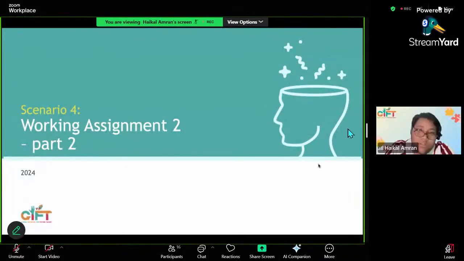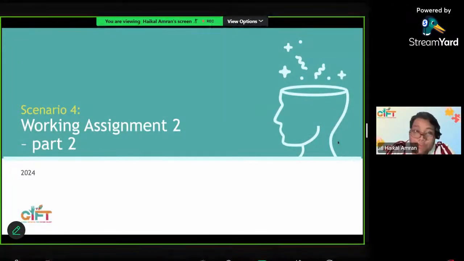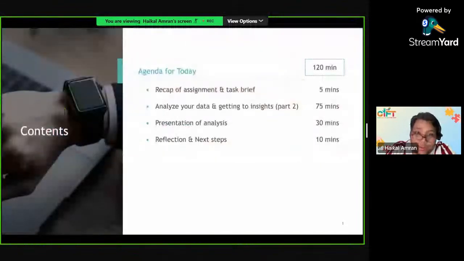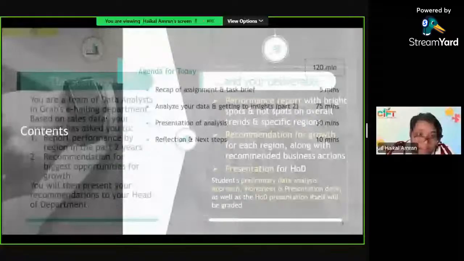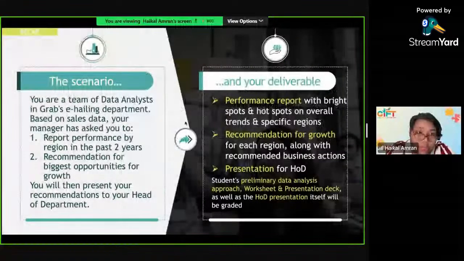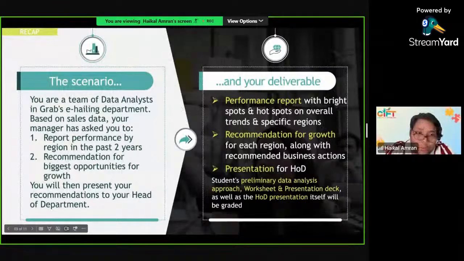Okay, so this is the second part of the working assignment from last week. A recap, we've already done that. This is the scenario again. If you want to look it up and refer to it for your personal use, you can also find it on the LMS.